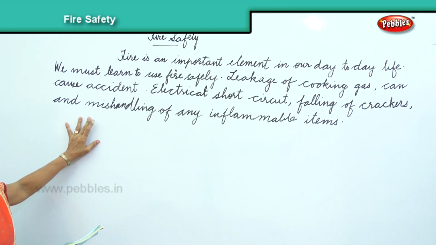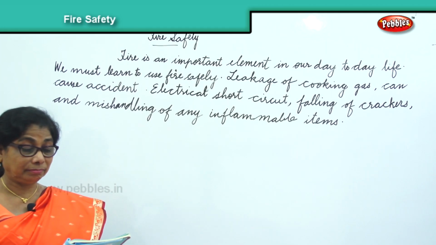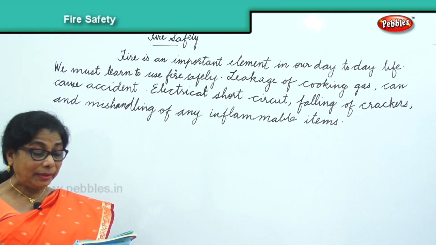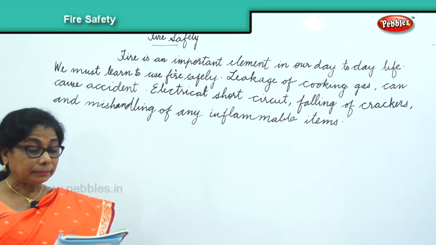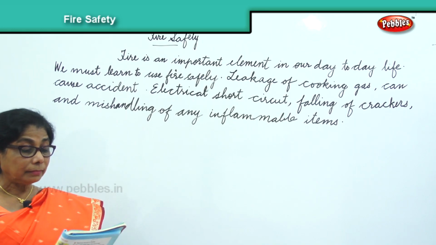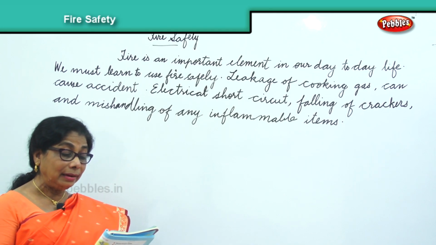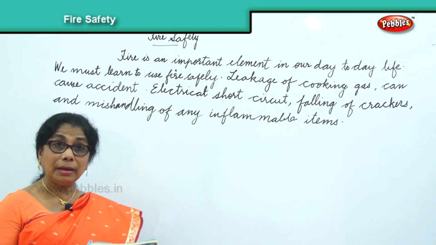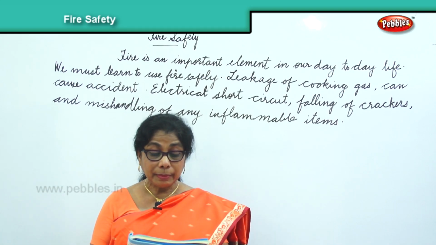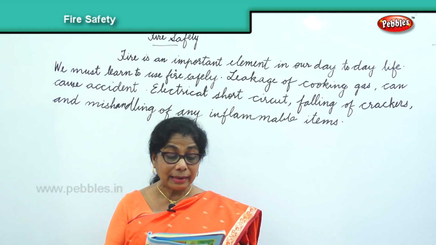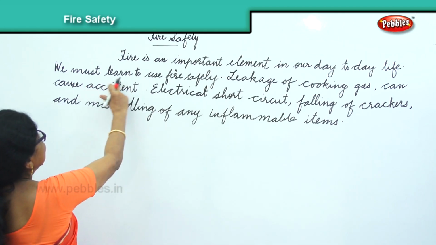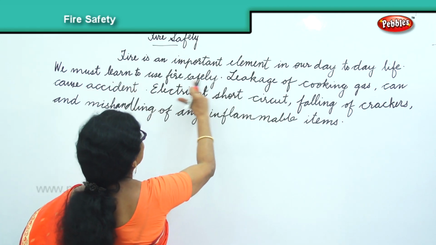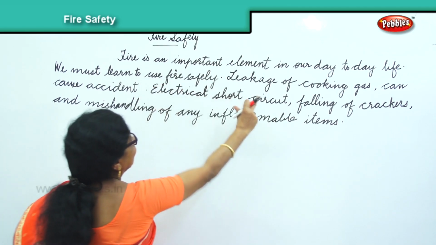What must we do? We must not play with matches. After lighting a candle, we must put it out. We must be careful in bursting crackers. We must not play in the kitchen. So we must learn to avoid fire. We must learn to use fire safely. Now, leakage.